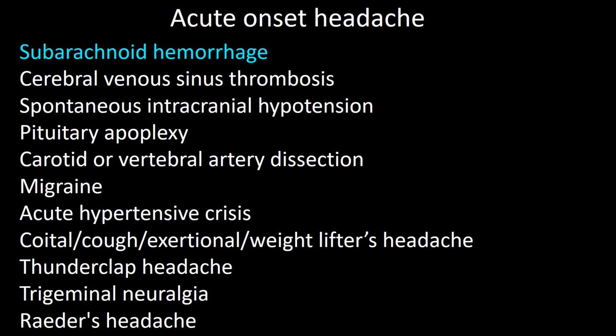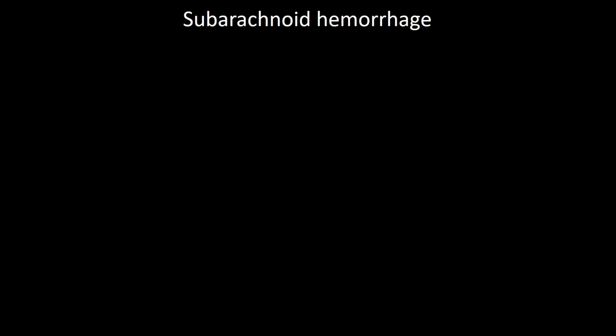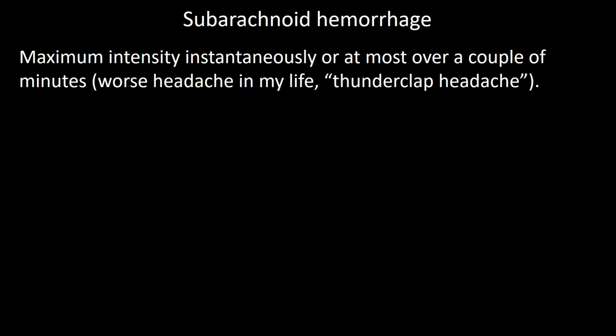The first condition I will address is subarachnoid hemorrhage. There are certain points you should know about subarachnoid hemorrhage. The headaches reach maximal intensity instantaneously or at most over a few minutes. The patient often describes headaches as the worst they ever had, some using the term thunderclap headaches, a term some neurologists reserve for similar clinical manifestations not associated with subarachnoid bleed.